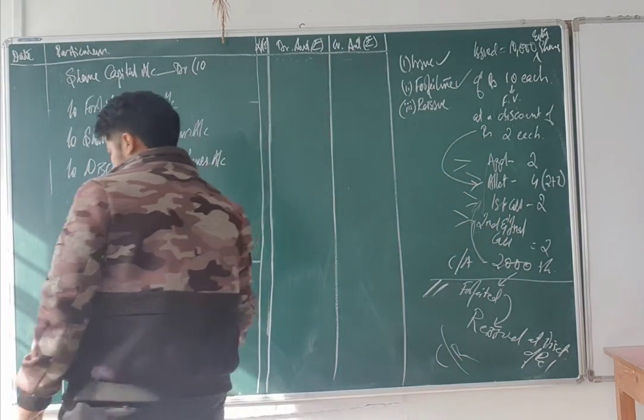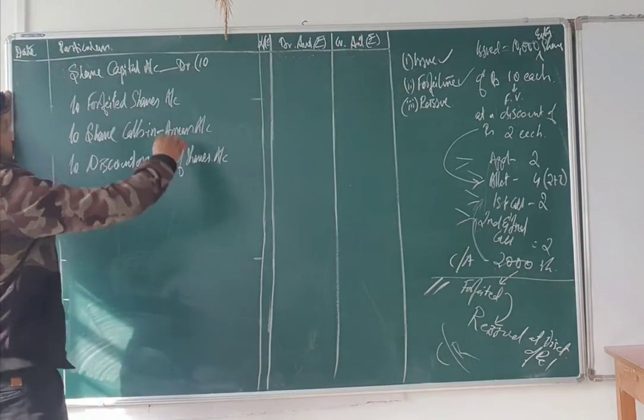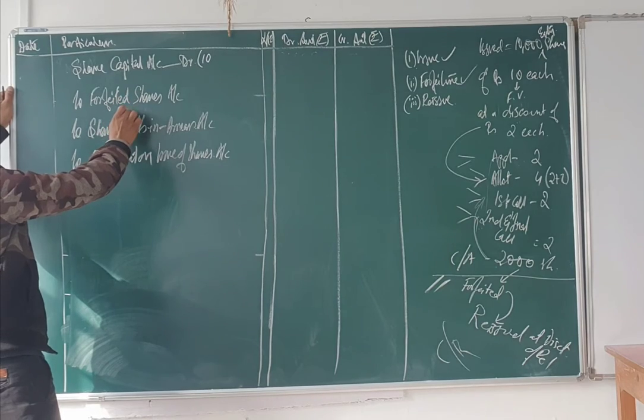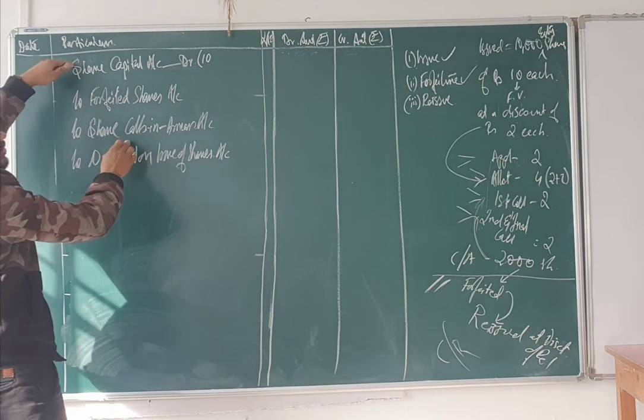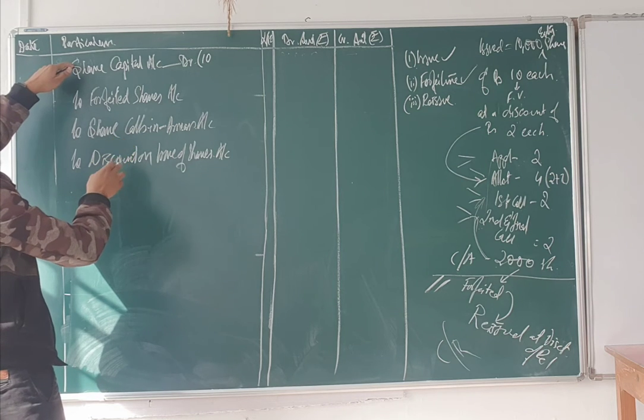So try to concentrate here. This will be your forfeiture entry. Share capital account, to forfeited shares account, to share calls-in-arrears. This is the normal 3 things you usually have. Okay. Since we have discount, so we will have the third thing also.